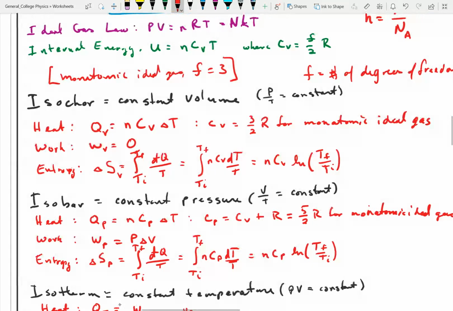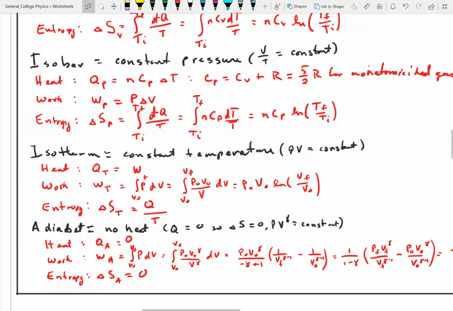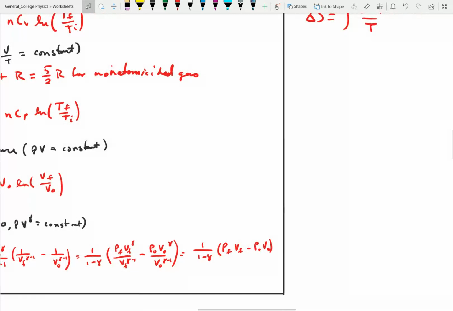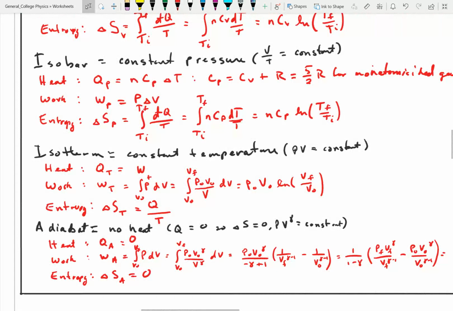For an isobar, an isobaric process has constant pressure, so volume over temperature is a constant. In that case, the heat is n CP delta T, where CP is just CV plus R. So for a monatomic ideal gas, it goes from 3/2 R for CV to 5/2 R for CP. And for constant pressure, the work is very simple. It's pressure times delta V. The equation that's always true is work is equal to the integral of P dV. So for an isobar, that's just P delta V.